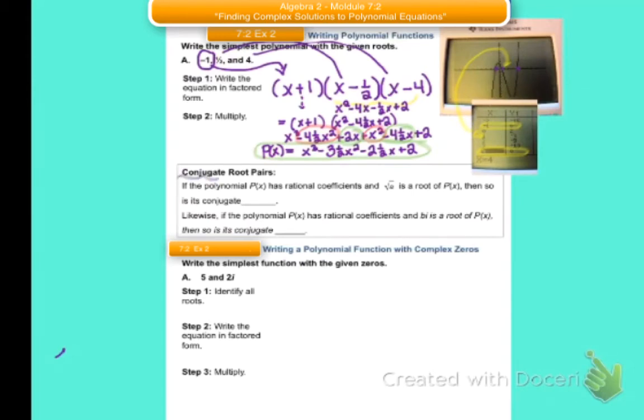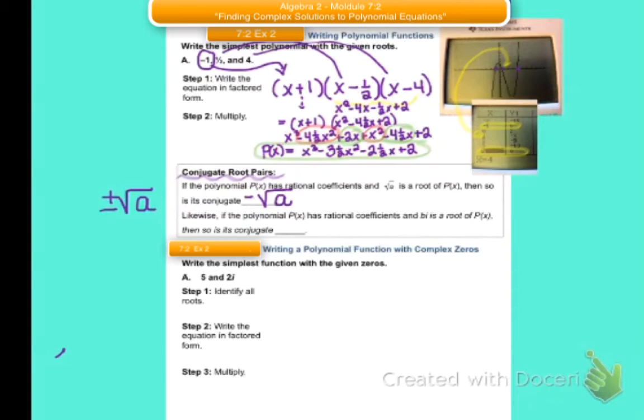So, conjugate root pairs. If a polynomial p of x has rational coefficients and the square root of a is one of the roots of p of x, then so is its conjugate, the opposite of the square root of a. Now, anytime we take a square root, we always know that there's a positive and a negative version. So anytime that occurs as we're solving some sort of polynomial equation, that produces 2 different solutions, one with a positive square root of this number a and one with the negative square root of this number a.